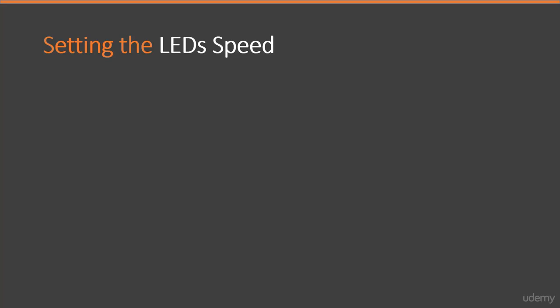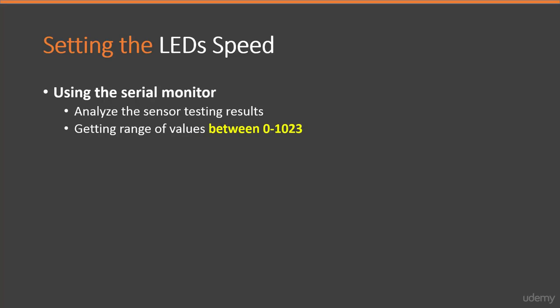Okay, great. We used the serial monitor to test our sensor, printed the result to our computer screen, and now we know that our speed sensor provides values between 0 to 1033. Now this process is useful for many other sensors.